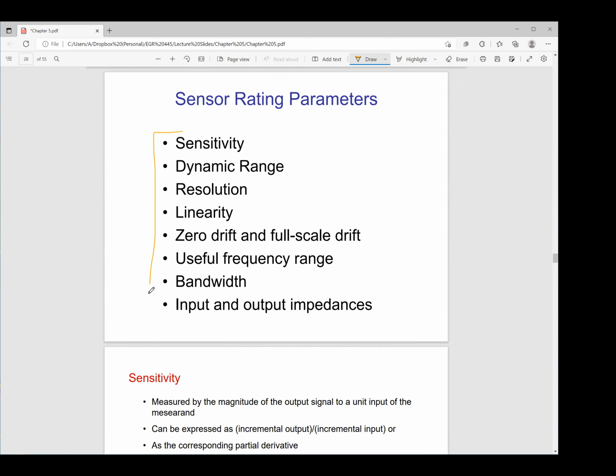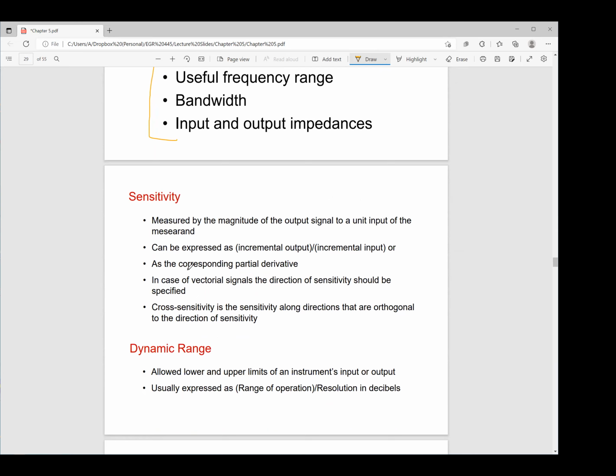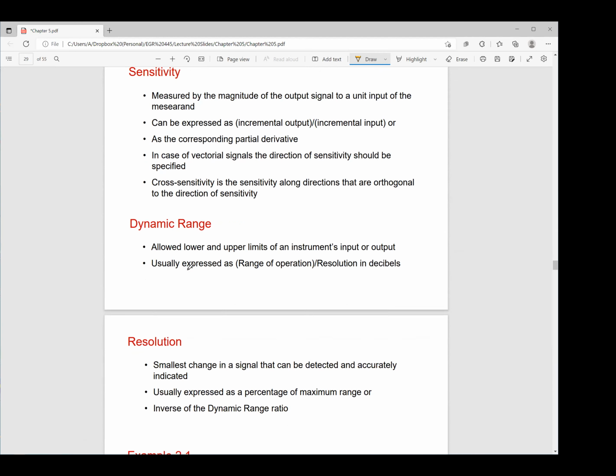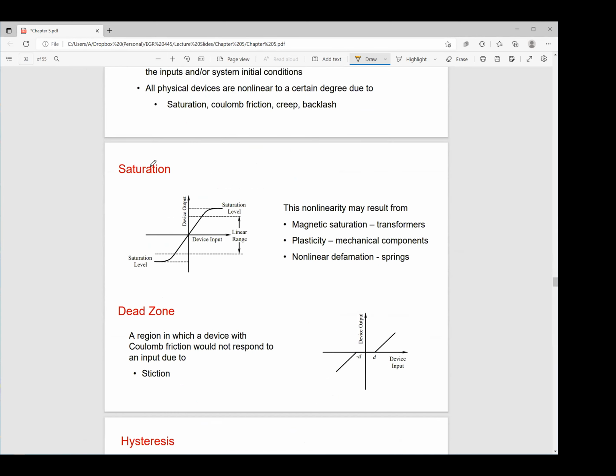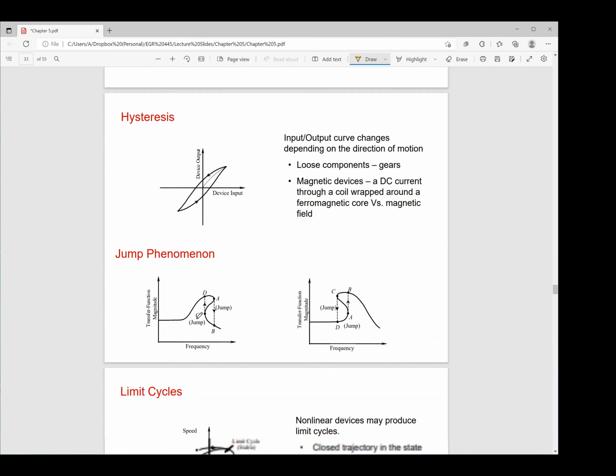These are the important parameters in instrument and sensor rating: sensitivity, dynamic range, resolution, linearity, and different types of non-linearities.